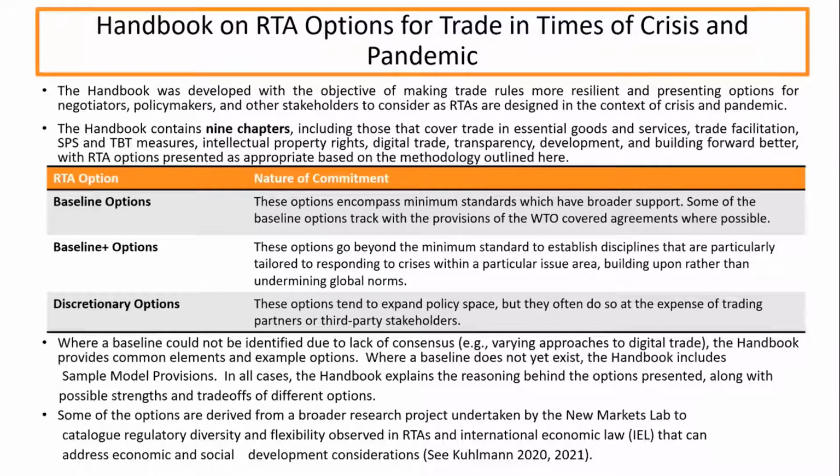In all cases, with all of the options presented, we explain them carefully, looking at the possible strengths and weaknesses and considerations that stakeholders and governments should consider when looking at these options in the context of future RTAs. And finally, I want to note that some of the options are derived from a broader research project that I have led both academically and with the work of the New Markets Lab to catalog diversity and flexibility in regional trade agreements and international economic law in order to address economic and social development considerations. This is contained in several papers, which are referenced here and in the illustrative sources at the end of this session.